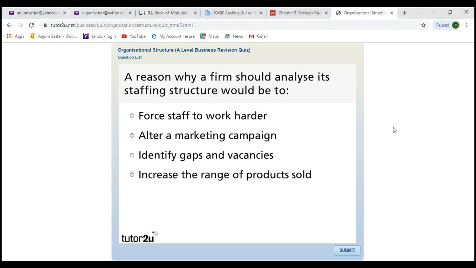So this one: a reason why a firm should analyze its staffing structure would be what? We can pick the option. Which option do you think? Identify gaps and vacancies. Well done, correct, great, good.